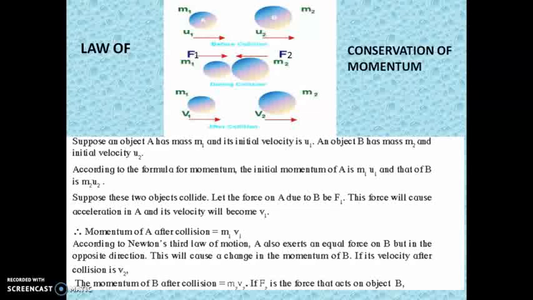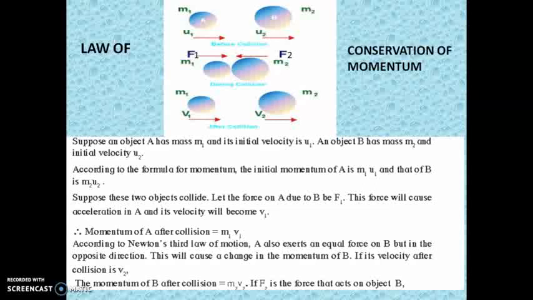Suppose an object A has mass m1 and its initial velocity is u1. An object B has mass m2 and initial velocity u2. So this is given to us. According to the formula for momentum, P is equal to m into u, the initial momentum of A is m1u1 and that of B is m2u2.